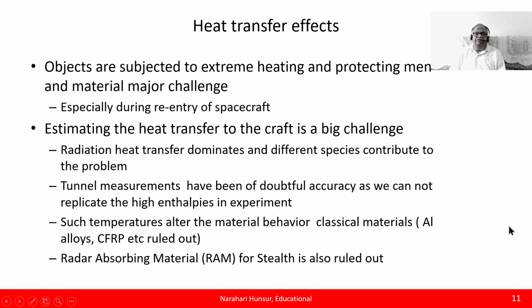So what are the heat transfer effects? Objects are subjected to extreme heating. Protecting men and material is a major challenge because re-entry vehicles could be just unmanned, carrying scientific experiments and instruments which are being used to measure, or it could also be astronauts coming back to Earth. And if you are not good at estimating the temperature or the heating, then it could lead to catastrophic conditions where there will be damage to the equipment or even loss of life. So estimating the heat transfer to the craft is a big challenge. Radiation heat transfer dominates and different species contribute to the problem because each species has its own radiation coefficient.